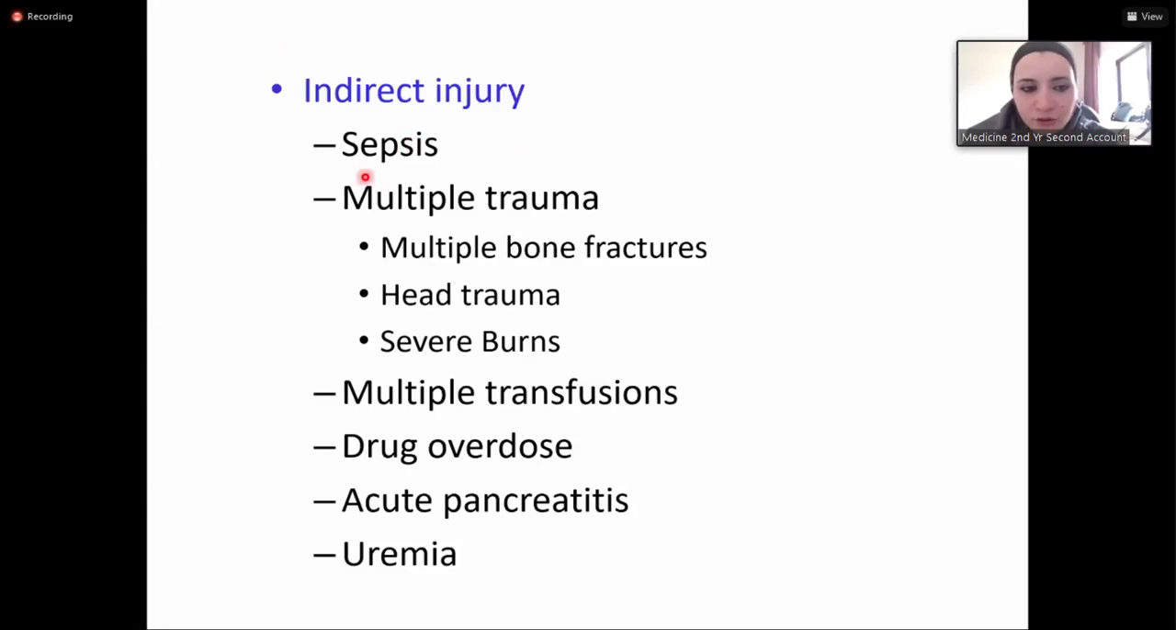The indirect injury or the systemic diseases affecting secondarily the lung are the most common one, who was sepsis, which is the presence of bacteria or organisms in the blood, multiple trauma, multiple bone fractures, head trauma and severe burns, multiple blood transfusions, drug overdose, acute pancreatitis. بالacute pancreatitis بصير في release of certain substances اللي هي ممكن تعمل لي lysis of the or damage of the alveoli, or it could also lead to damage of the surfactant and decrease in the production of the surfactant بالacute pancreatitis. اليوريميا كمان اللي هو secondary to renal failure بصير في عندي release of abnormal substances that might lead to damage of the alveoli.